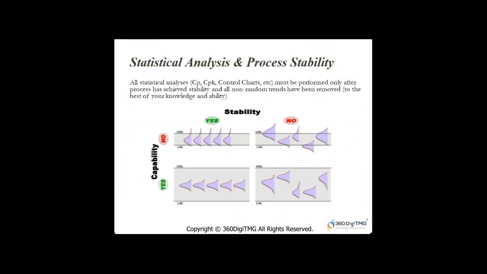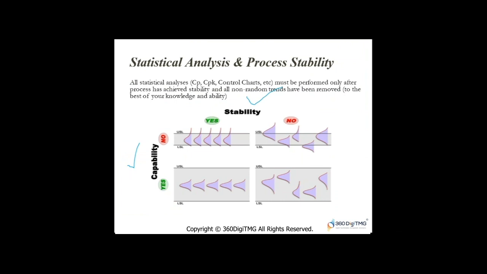Yes, quick understanding about capability, stability, and all that. All statistical analysis, CP, CPK, control charts, etc., must be performed only after your process has achieved stability, and only if you feel that all non-random trends have been removed from the process, at least to the best of your knowledge and ability. Let's look into this capability and stability.